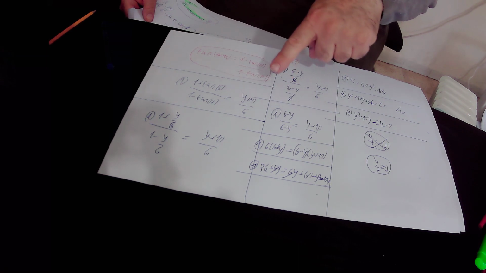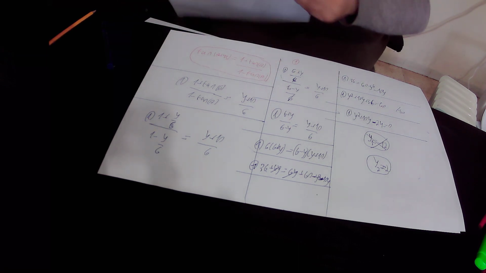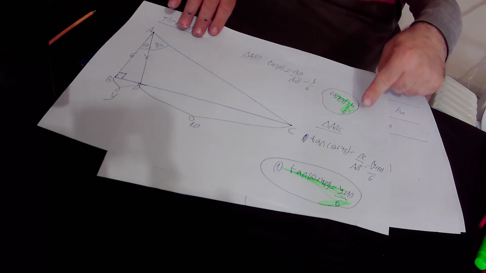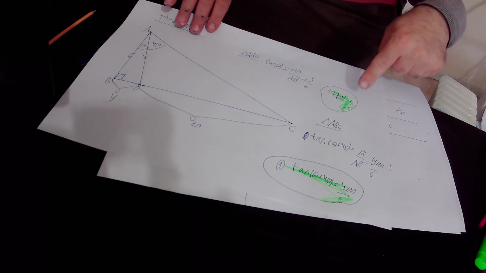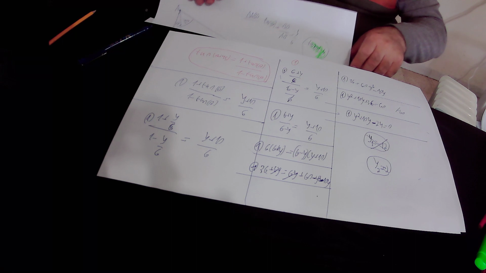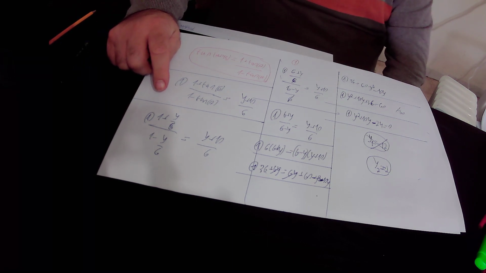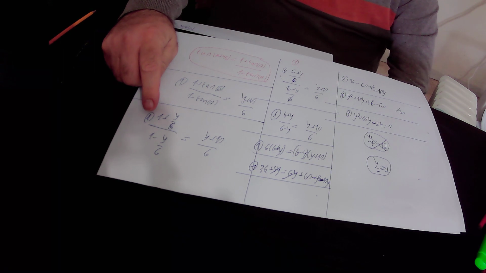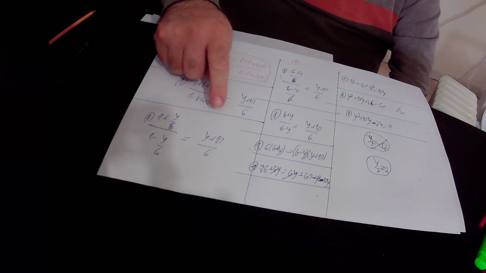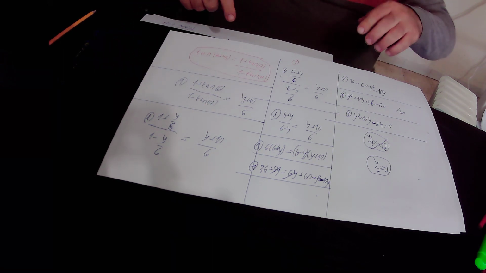y plus 10 over 6. Then we already found out that tangent theta equals y over 6, so we can substitute tangent theta by y over 6. We did it, and we got that according to equation number 1, 1 plus y over 6 over 1 minus y over 6 equals y plus 10 over 6.